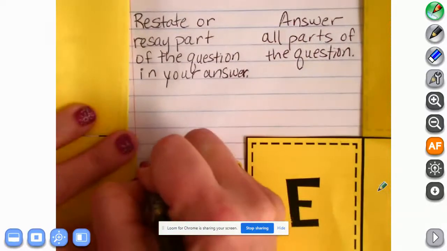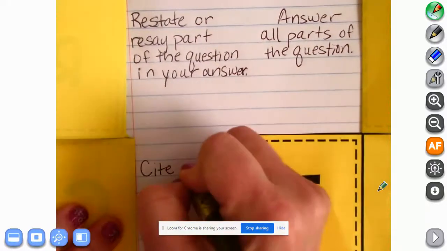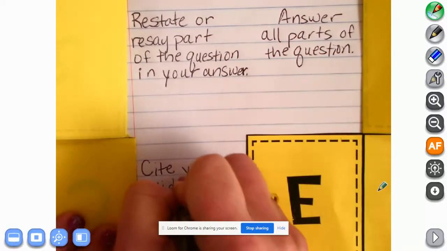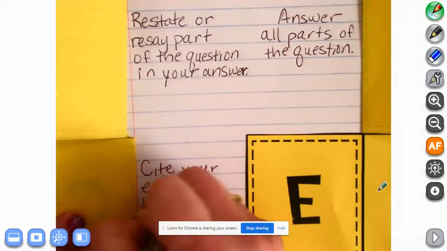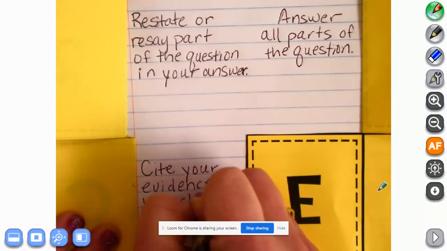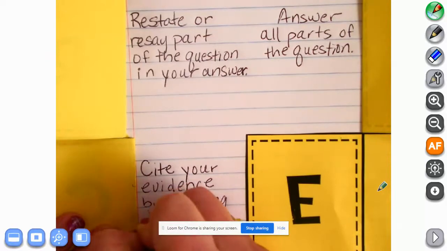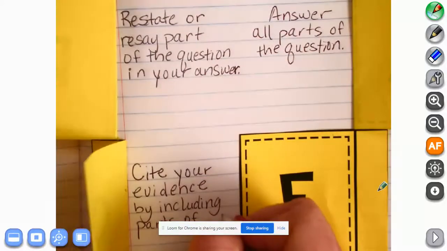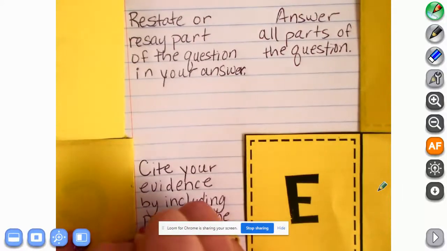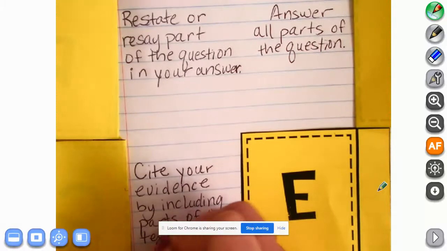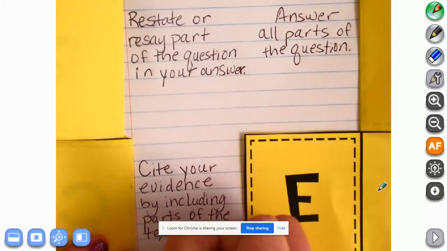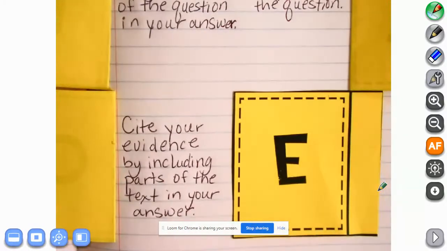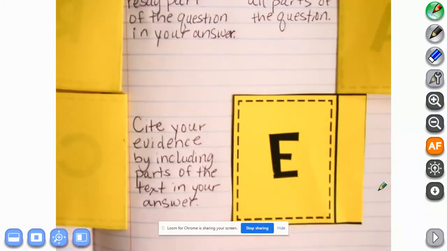Okay, C stands for cite your evidence by including parts of the text in your answer. It's a long one. Okay, go ahead and get that written down.